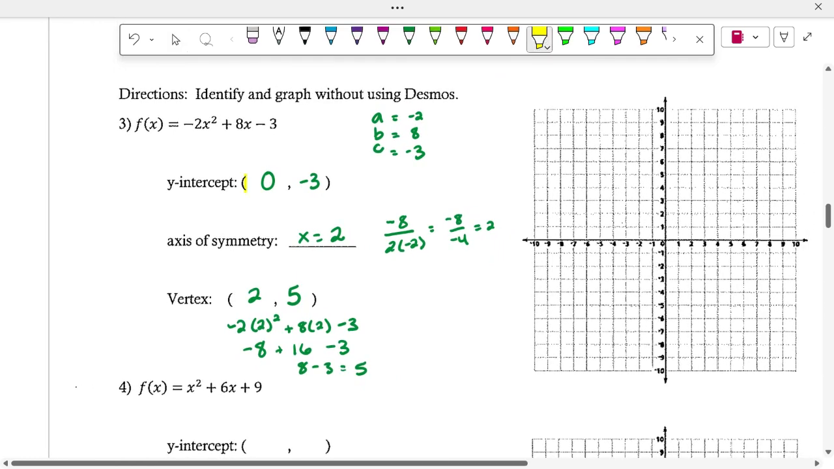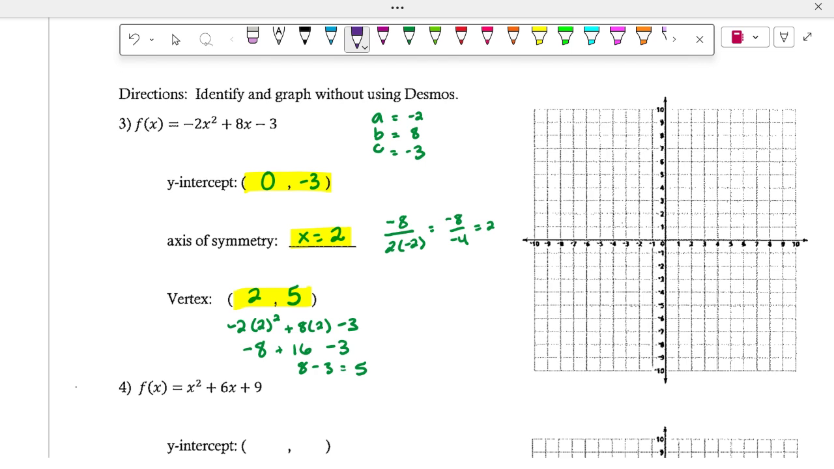So I got 0, negative 3 for the y-intercept, x equals 2 for the axis of symmetry, 2, 5 for the vertex. Does anyone need me to go over how I got that? Any questions on that part? All right, so the next part's the graphing.